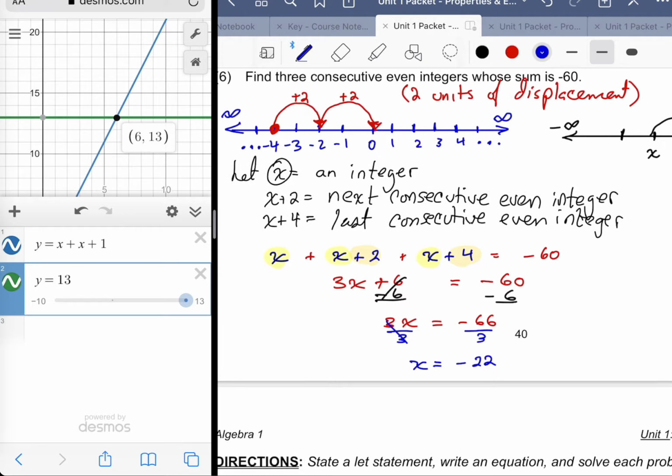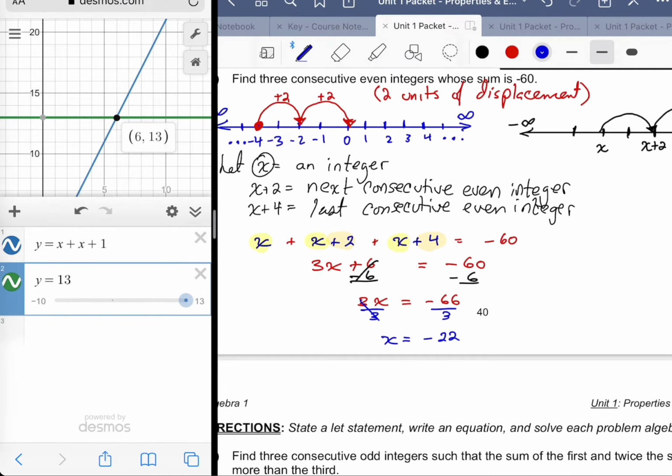So, this isn't my final answer though, because it said find 3 consecutive even integers. So I need all 3 of them. I have 1 of them. So for my answer, I would have negative 22. Now, I'm not going to require you to write anything like the 3 consecutive even integers are this, that, and the other thing. But you should list them.